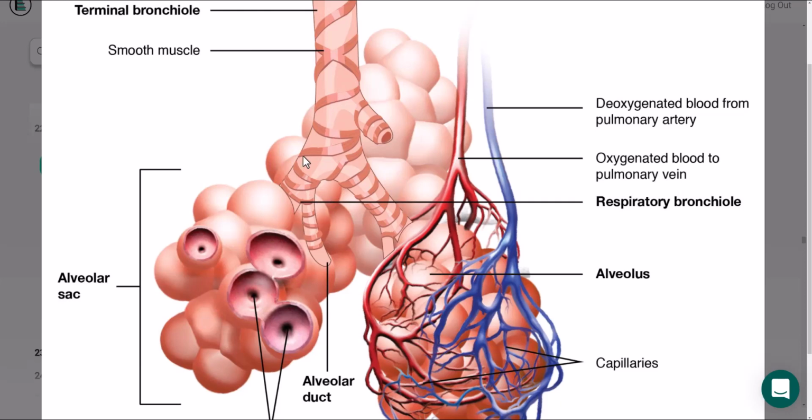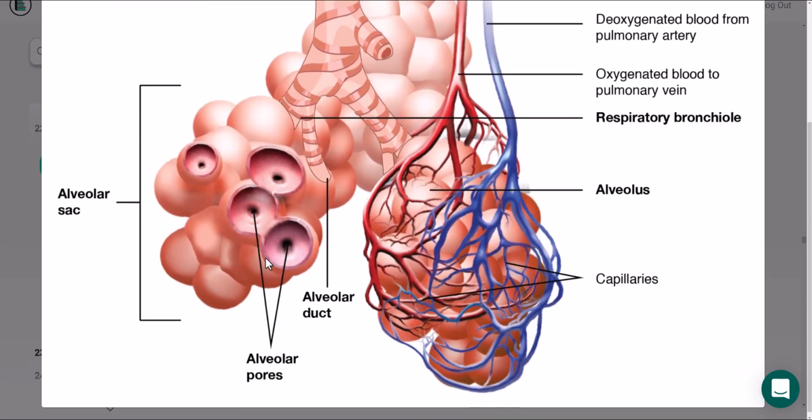How do I know it? Because I can see alveoli bulging off from it. There's gas exchange happening here. So this is a respiratory bronchiole, and the respiratory bronchiole leads into a grape-like cluster of air sacs. Each air sac is an alveolus. The collection of these grapes is called an alveolar sac, and each of these alveoli has a pathway into it through an alveolar duct.